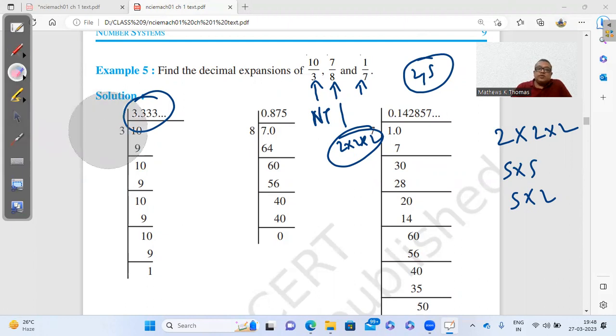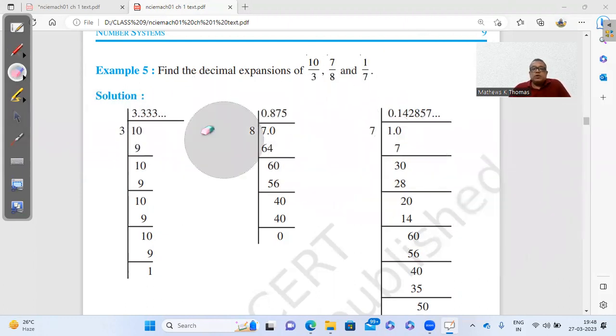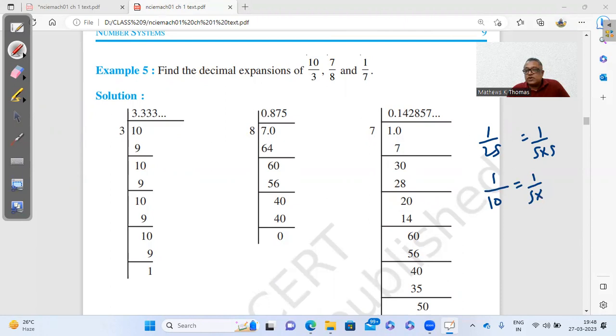So without actual division, if it's a 1-mark question, you would be able to find out whether the fraction will be terminating or non-terminating repeating. If I have the number 1 by 25, I know it's terminating because this is 5 into 5. 1 by 10 is going to be terminating, 5 into 2. 1 by 15 is going to be non-terminating because it's made of 5 and 3. The rule says the denominator should only be made up of 2s, 5s, or a combination of 2 and 5. There shouldn't be any extra number besides these two numbers. By this technique, we can find out whether numbers are terminating or non-terminating.